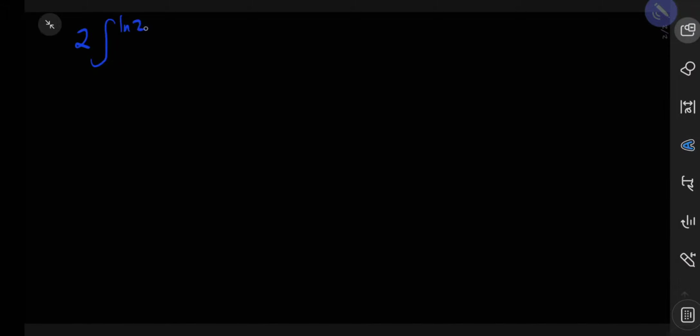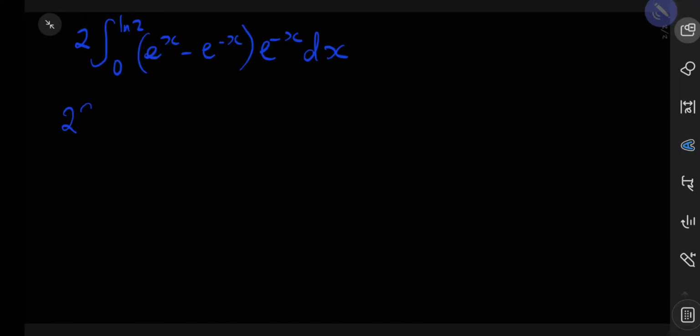So from our last slide, we had 4 divided by 2, which is 2, and here we had e raised to power x minus e raised to power minus x multiplied by e raised to power minus x dx. So we are going to open this bracket, and remember, when you multiply powers that have the same base, you simply add the powers.